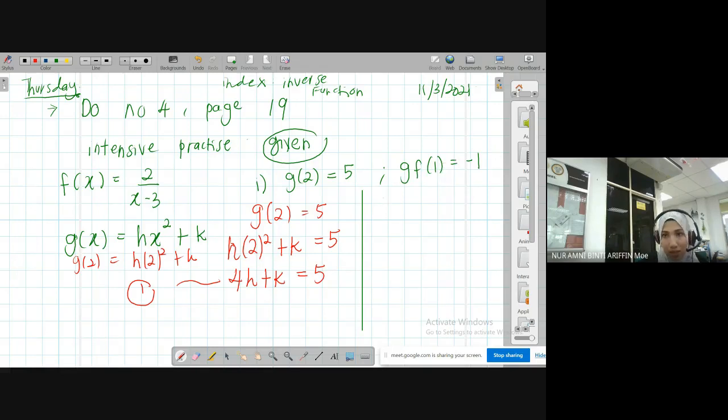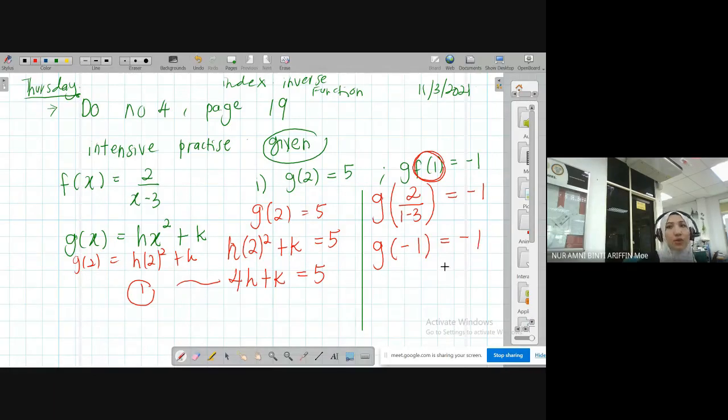So that 1, okay, you replace in the function of f(x). Macam inilah maksud dia. Okay, function of x is 2 over x minus 3, right? So you gantikan 2 over 1 minus 3, close bracket equal to -1. So 2 over -2 is -1. So g(-1) equal to -1.